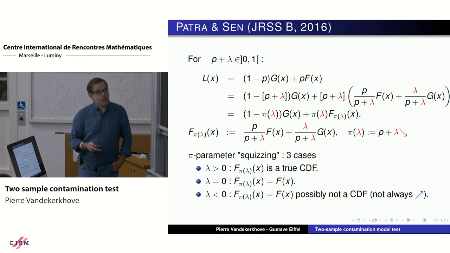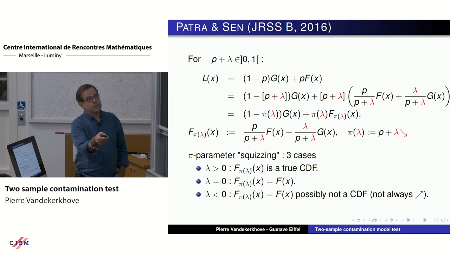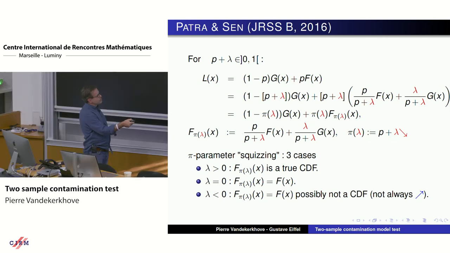They say, okay, we have indeed an identifiability problem here because we have actually an infinity of possible representations of the same mixture. Indeed, if you consider this model and you take a piece of G and you put it in the back of the expression here, you again have a structure in G plus a new distribution here, which is a true CDF because you have a convex combination of these two components. So you can create a new additional component, F index p of mu, p of lambda, and the p of lambda is this term, p plus lambda.